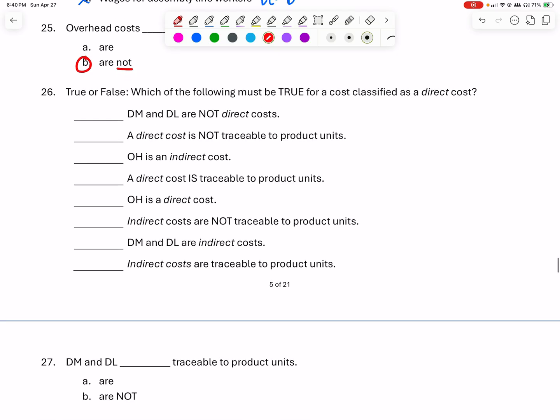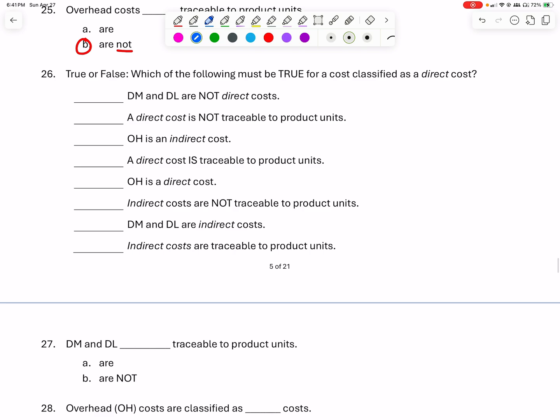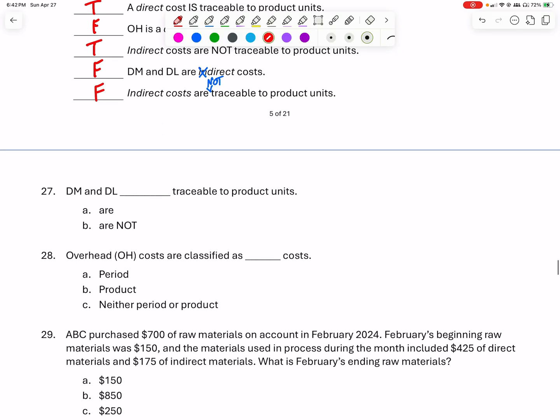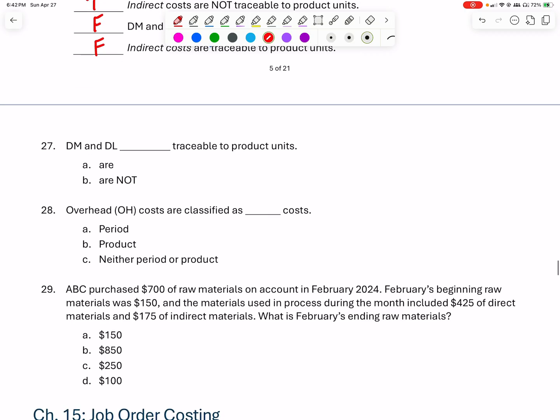Basically, let's just mark these as true or false. Direct materials and direct labor are not direct costs. They are direct costs. That would be false. A direct cost is not traceable. That is wrong. It would indeed be traceable. That is false. Overhead is an indirect cost. That is true. A direct cost is traceable to product units. That is true. Overhead is a direct cost. Overhead is not a direct cost. It is an indirect cost. So that is false. Indirect costs are not traceable. That is true. Direct materials and direct labor, they're not indirect costs. They are direct costs. That would be false. Indirect costs are traceable to product units. They are not traceable to product units. So that would be false. So direct materials and direct labor, they're direct costs, so they are traceable.